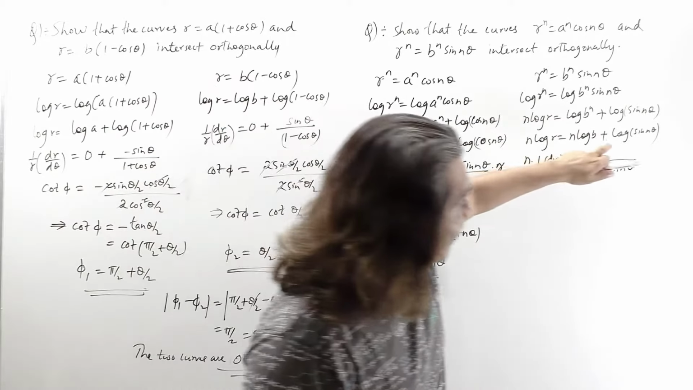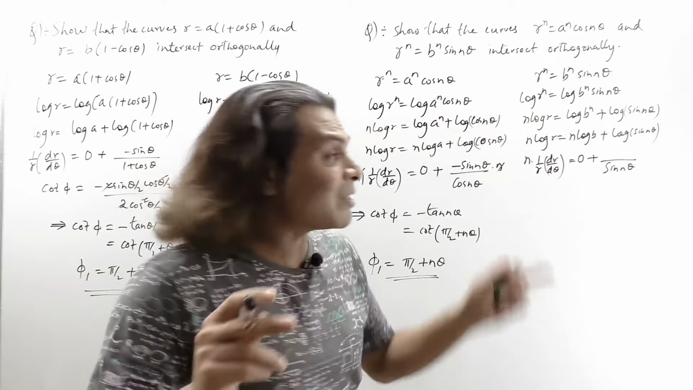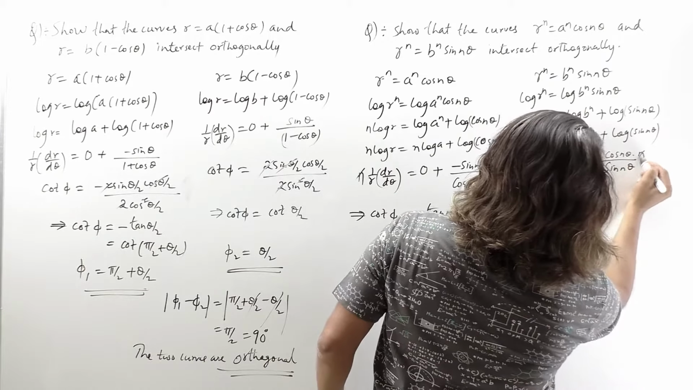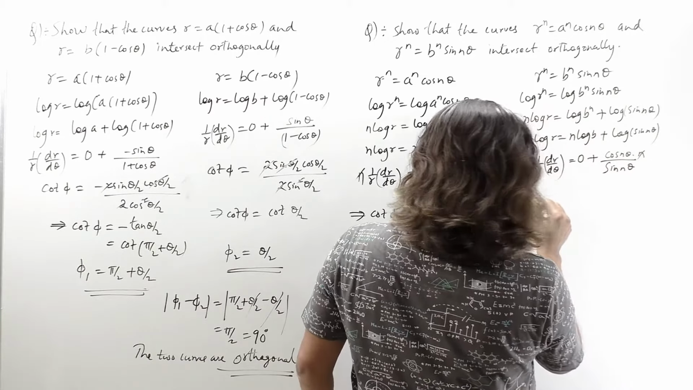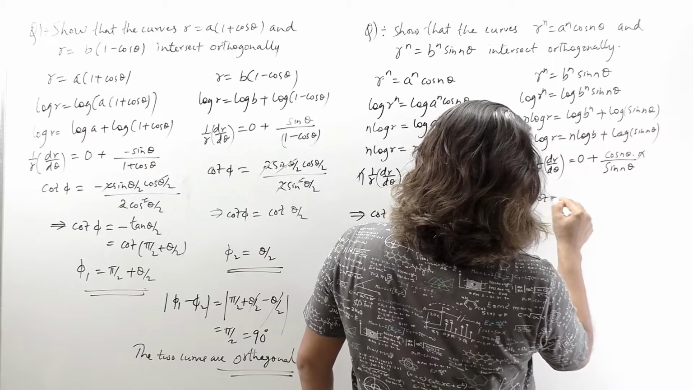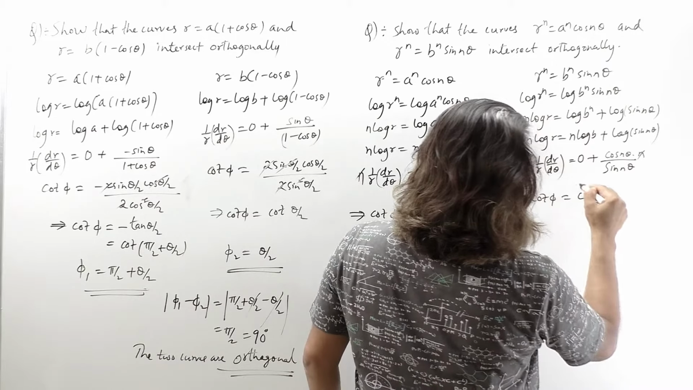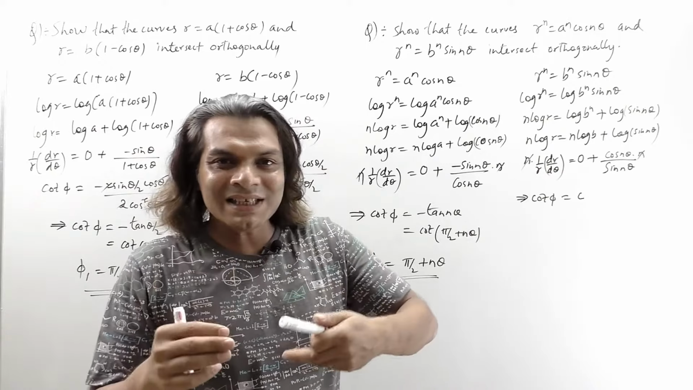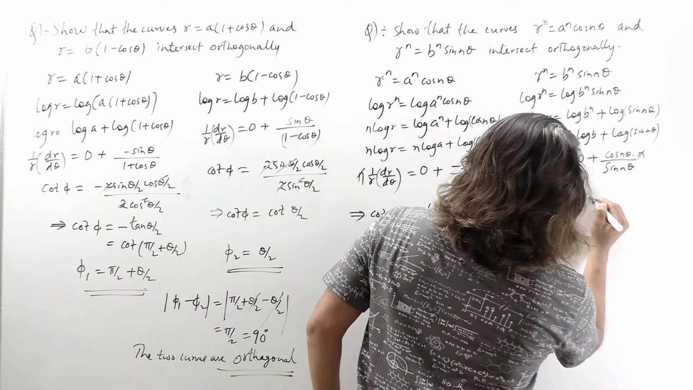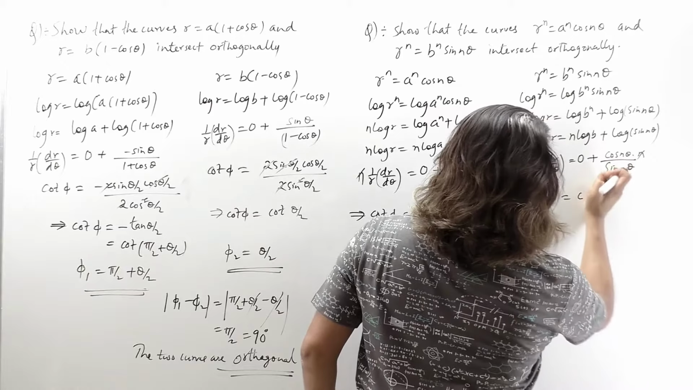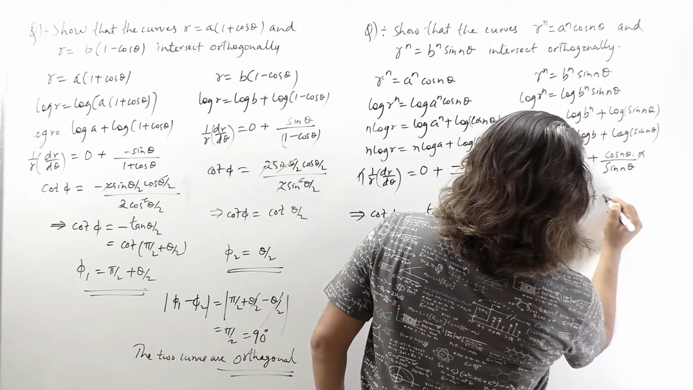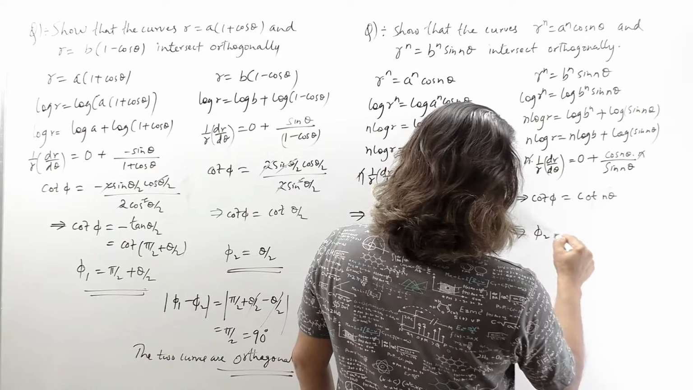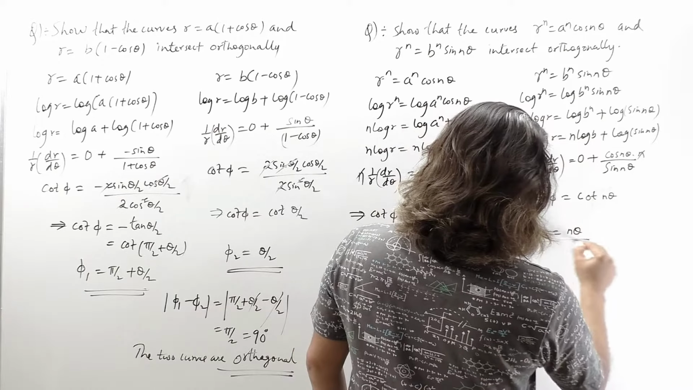Again, differential of sine theta is how much? Cos theta. So sine n theta will be cos of n theta. Again, n theta is into n. So n cancels here. That implies cot of phi is equal to, what is cos by sine? Sine by cos is tan. So cos by sine is cot. So we have cot of n theta. Cot cancels. That implies the second angle phi 2 is equal to simply n theta.